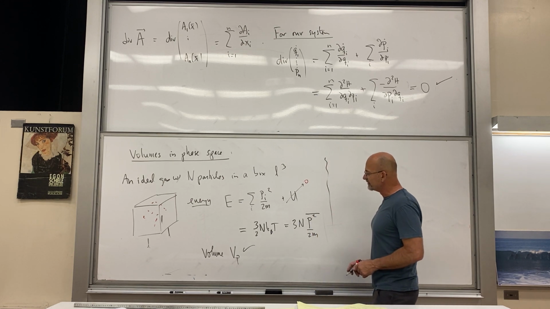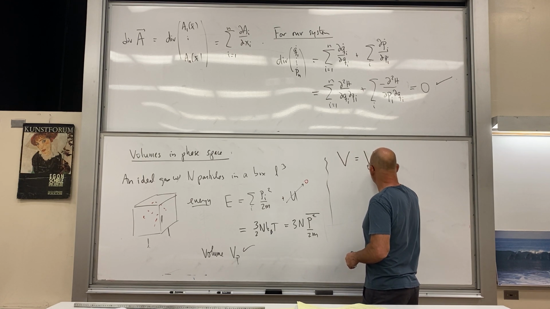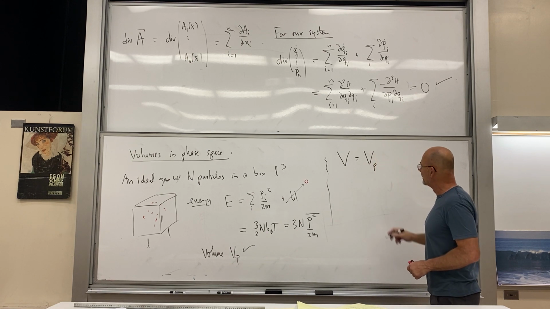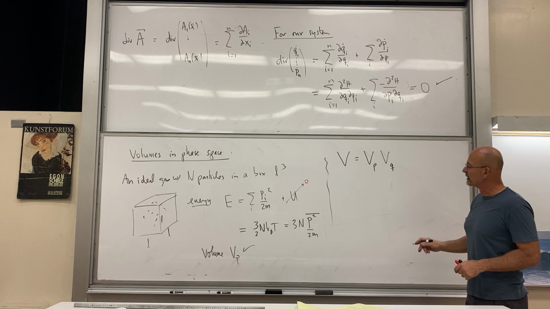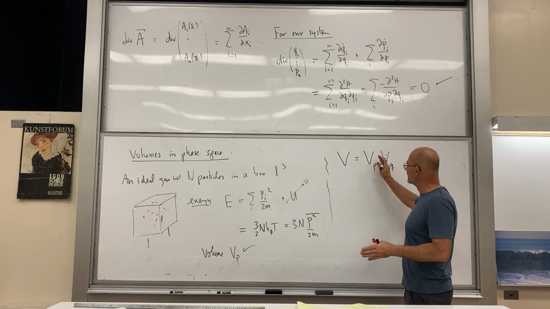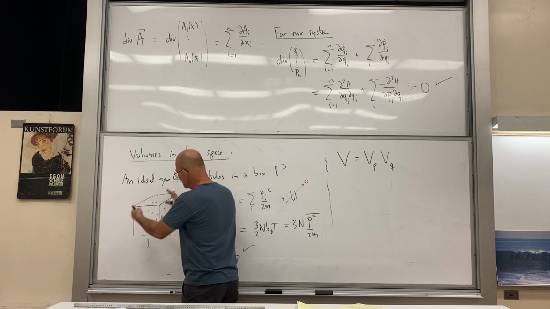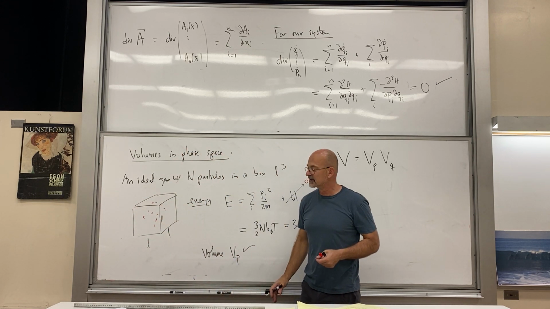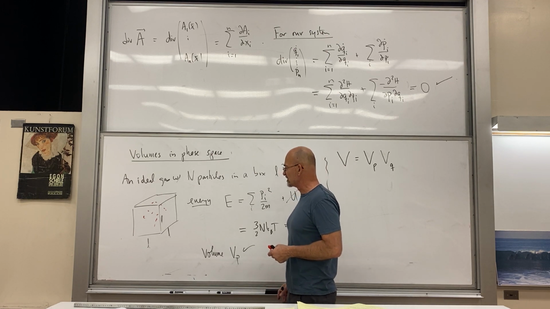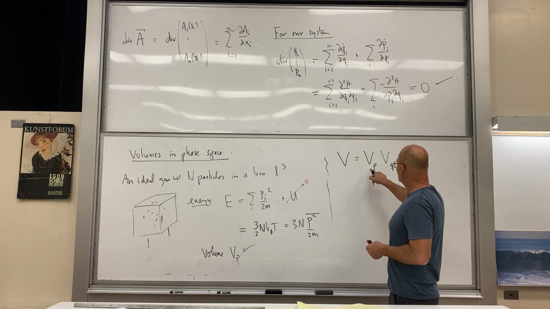What about volume V sub Q? So V is going to be V sub P times V sub Q. V sub P is going to be constant, as long as it's an ideal gas, regardless of the size of this box. That's not going to change the energy in there. So that's just V sub P.